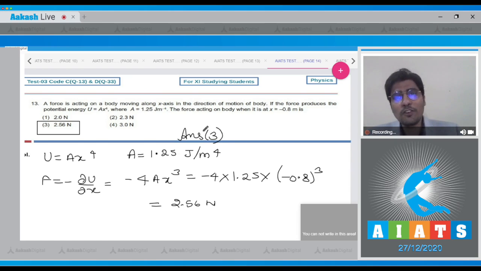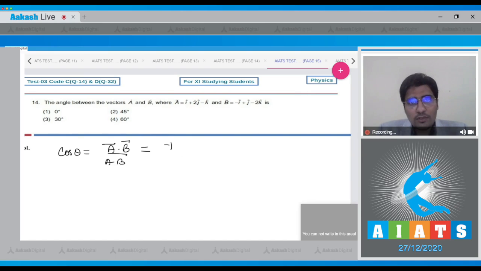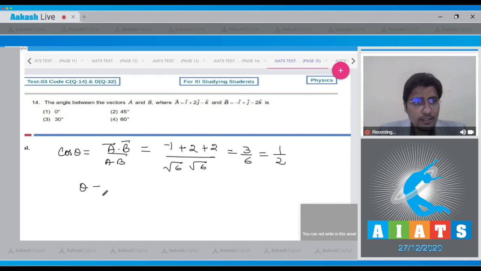Moving on to question number 14. In question 14, the angle between vectors a and b has to be calculated. A and b are given. Now the angle between a and b, if it is theta, then cos theta can be written as a dot b divided by a b. So this will be, dear student, equal to minus 1 plus 2 divided by the magnitude of these two vectors, which is root 6 each. So this will be 3 by 6 or 1 by 2. And hence theta, dear student, will be equal to 60 degree. Meaning that for this question the correct answer is option number 4.